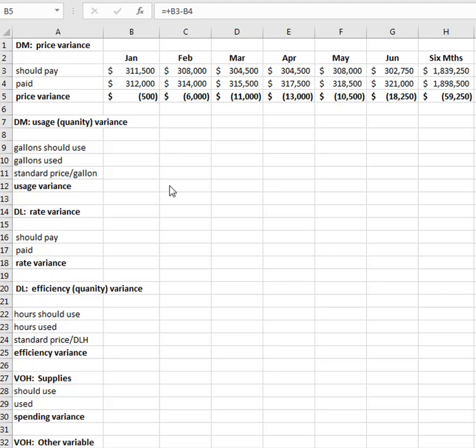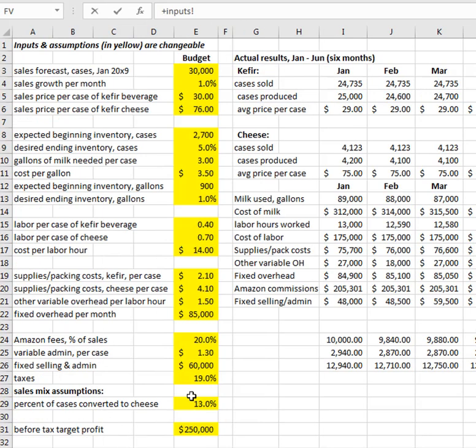So there's probably something to talk about in terms of the price of milk. All right, now let's talk about usage. How many gallons should they have used? Okay, so now we have to go over here and figure out what was produced. So we have these cases plus these cases, and for each of those you should have used 3 gallons.